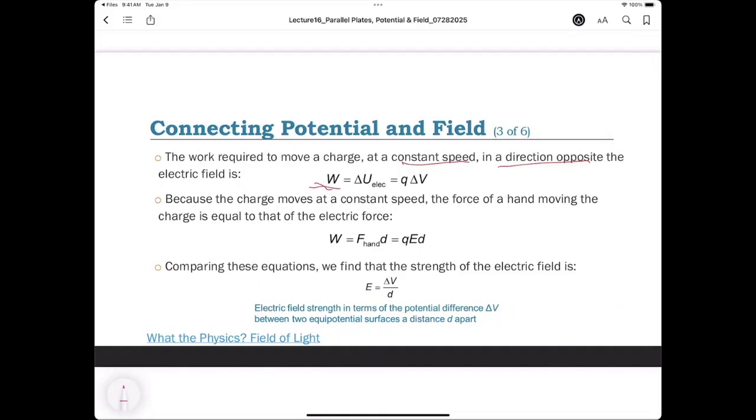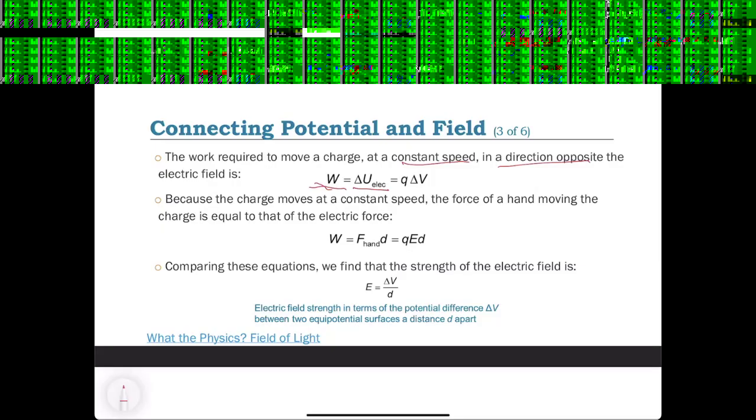Let's continue to talk about the work required to move a charge at a constant speed in a direction opposite the electric field. If you move a charge at a constant speed in a direction opposite the electric field, the work should equal the difference in electric potential energy, which is Q delta V. Because the charge moves at a constant speed, the force of a hand moving the charge is equal to that of the electric force. Does that make sense to you?